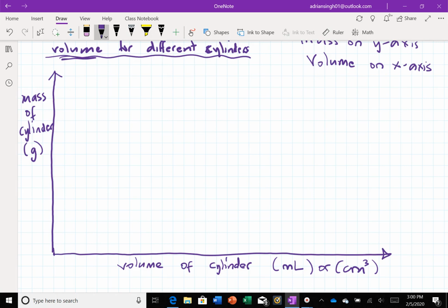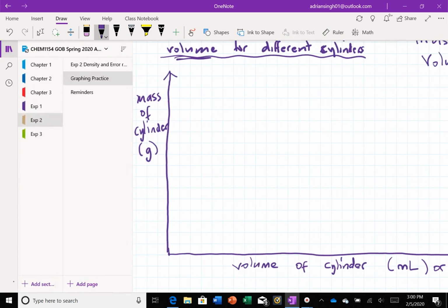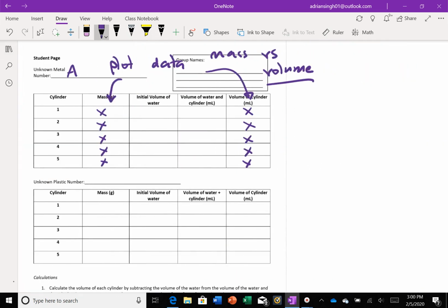So on your graph, you're going to plot all of the data points from both of the cylinders that you measured. So you want to make sure that when you plot your graph, you scale it such that all of your data points are going to be on that graph, and you don't want all of your data points to be clumped together in one location, in one small part of the graph itself. So you want them to be spread out as much as possible. So you need to scale your graph properly.